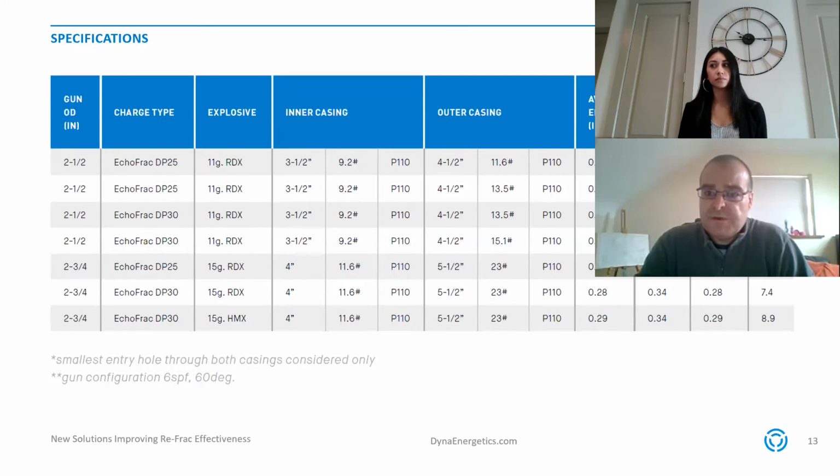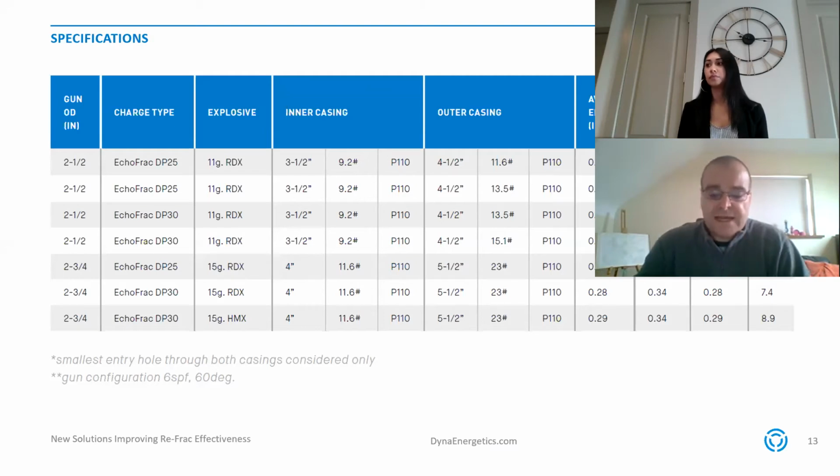So DS Echo charges come in two different sizes, 11 gram for our 2.5-inch DS Echo system, and a 15-gram system for the 2 3/4 DS Echo. The 2.5 diameter DS Echo system is usually used in wells originally completed with a 4.5-inch casing and recompleted with a 3.5-inch casing or tubing cemented in place or a respective expandable liner. The 2 3/4 diameter system is usually run in wells that were originally completed with a 5.5 or 6-inch casing and recompleted with 4-inch casing or again respective expandable liner.